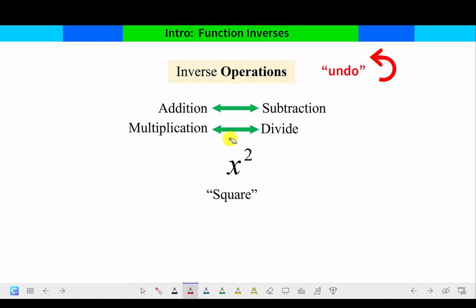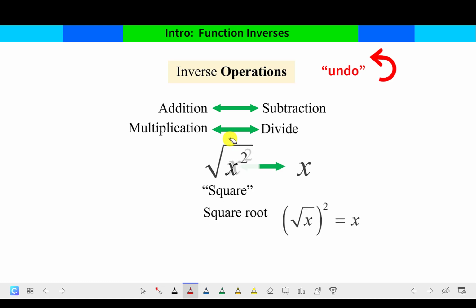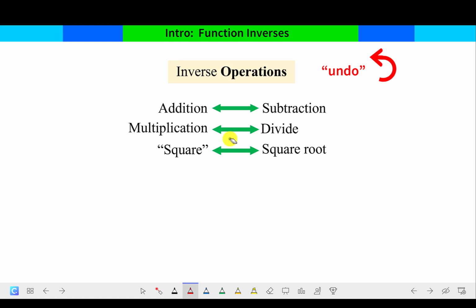When you square something, how do you unsquare that to get back to x? Well, of course, we take the square root, right? And that'll get it back to here. And the square root is just a generalization of powers and roots, right? So to undo a power, you take the root. To undo a root, you take a power, okay?